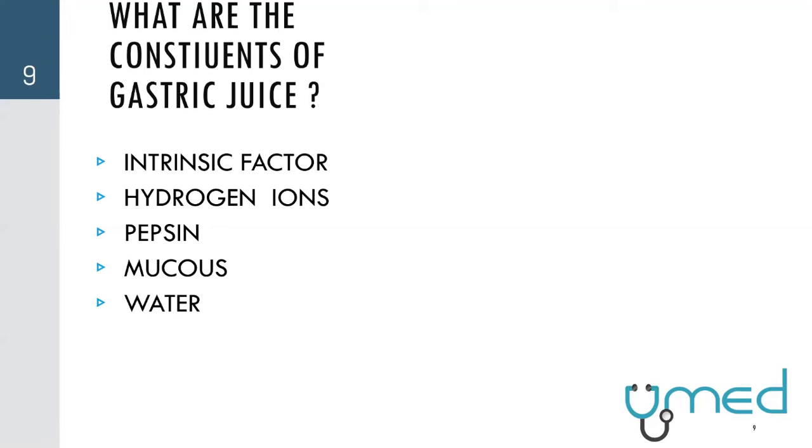Also, you have your pepsin, right? Which is formed from your pepsinogen, either by the cleavage of pepsinogen or by the pepsinogen being exposed to acidic conditions. And you're going to have your mucus. And they're going to ask, where is your mucus produced? And obviously it's going to be produced by your mucous neck cells, and your mucous glands. And water, right? Water is essential for that.